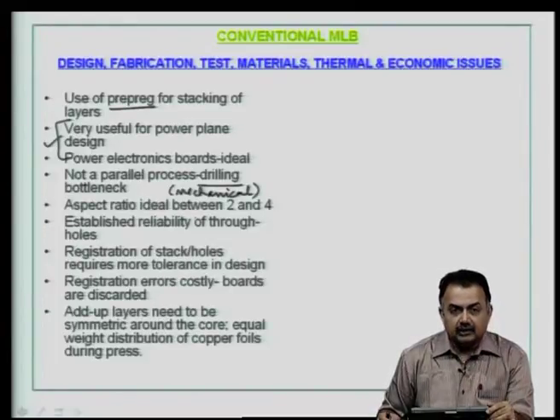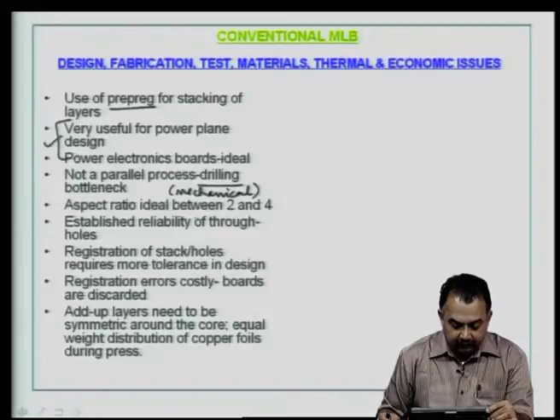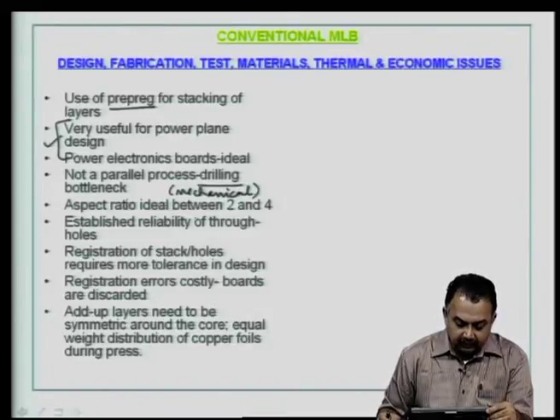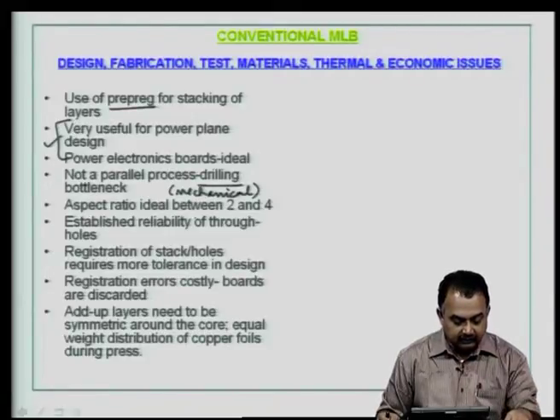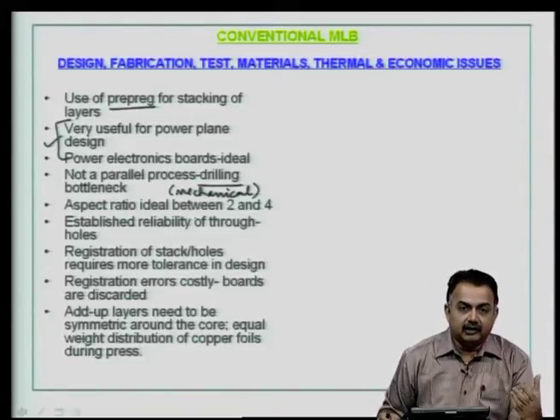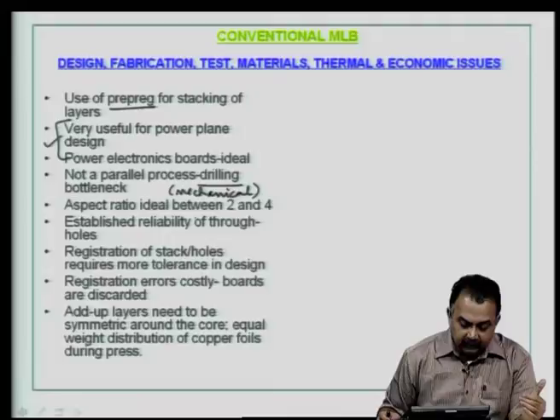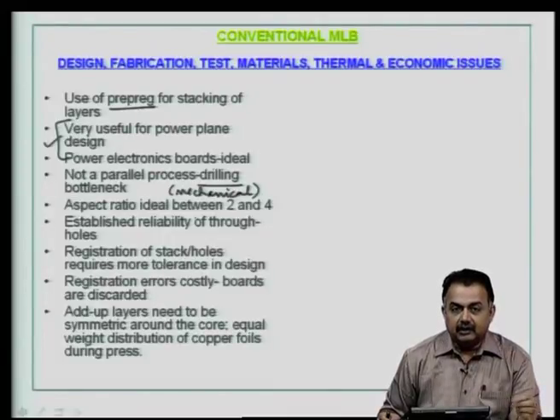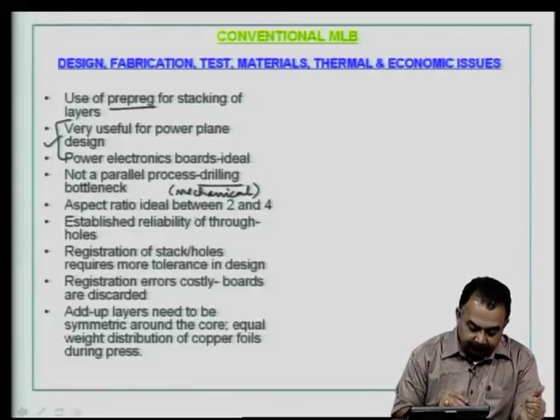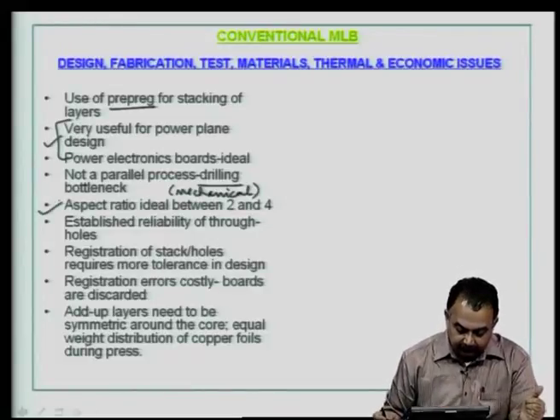Now, in a conventional multilayer board, you have to look at aspect ratio ideally between 2 and 4. So, if you are a designer and if you are going to fabricate a board or design a board that is to be fabricated using conventional multilayer boards, then look at aspect ratio and keep it between 2 and 4. So, we have discussed enough about aspect ratio.